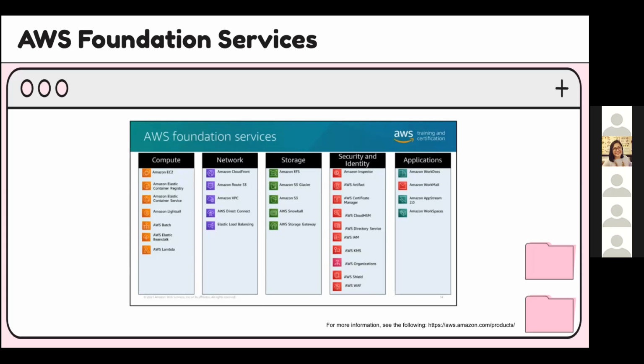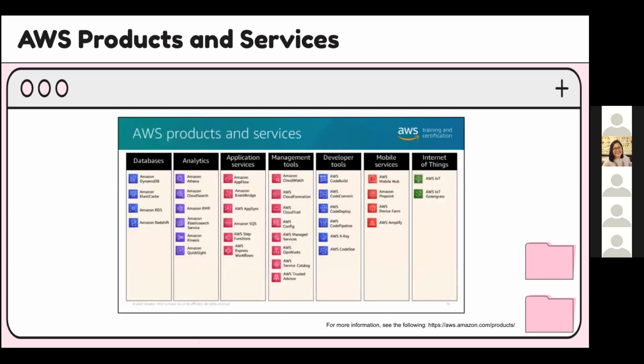Then for the next slide, which is the products and services. So this categorizes in terms of product and services. So in terms of databases, siguro sa exam, kailangan malaman lang natin anong klaseng database yung Amazon DynamoDB, yung ElastiCache, yung RDS, kailan siya ginagamit, then yung Amazon Redshift, of course, yung features and functionalities ng mga databases. And analytics, so yan, yung Amazon Athena, Amazon CloudSearch, Amazon EMR, Elasticsearch Service, Amazon Kinesis, and Amazon QuickSight.